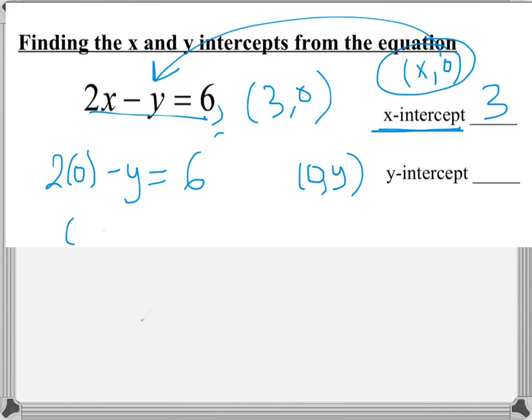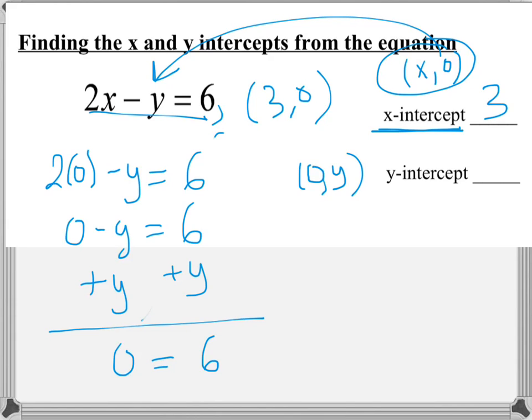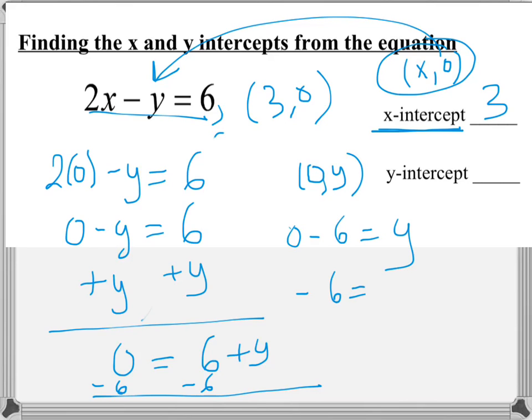Okay, so this is 0 minus y is equal to 6. Now, if I want to solve this, to make the y positive, I can add y to both sides. So I have 0 is equal to 6 plus y. I can subtract 6 from both sides. 0 minus 6 equals y. Well, 0 minus 6 is negative 6. Okay, so y is equal to negative 6. That's one way I can do it.